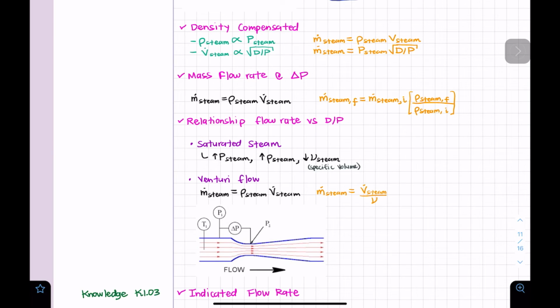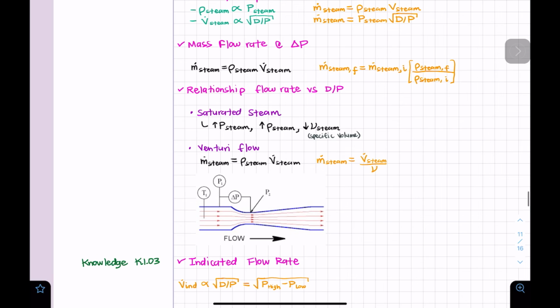One of the other relationships that we can get, and that's going to be used for GFE, is this one: density is the inverse of the specific volume. So we can substitute and get this formula to calculate the flow rate of steam.